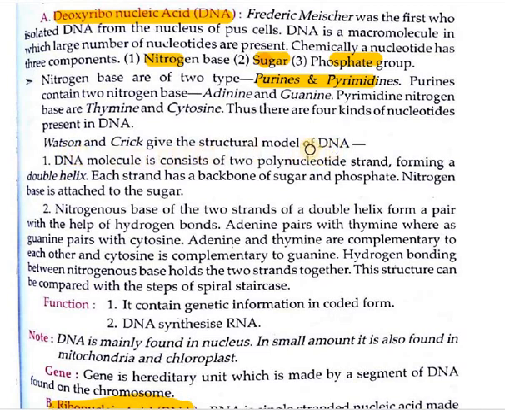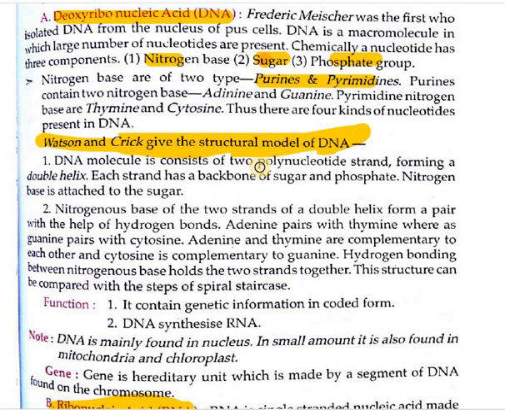Watson and Crick gave the structure model of DNA. This is very important, and in many small exams these things are asked: who invented something, who gave the structure, and such questions. So you need to remember this. Watson and Crick gave the structure model of DNA.